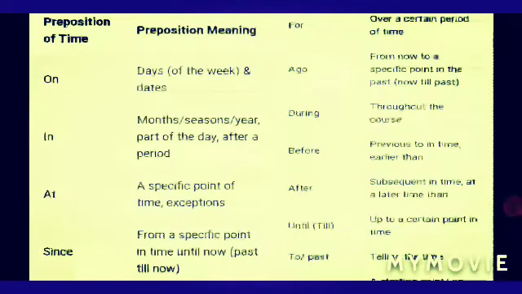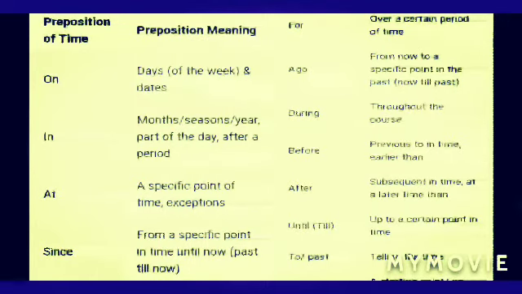Children, here are some more lists showing the prepositions of time with the prepositions' meaning and where to use them. On, with days of the week, dates. In, month, season, year, part of the day, after a period. At, with a specific point of time. Since, from a specific point in time until now. For, over a certain period of time.